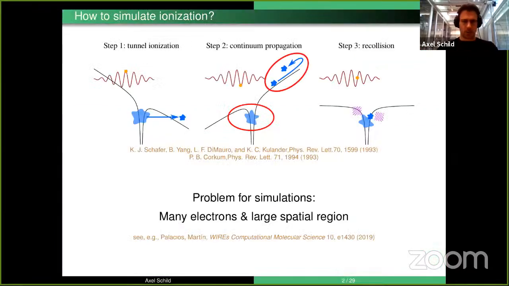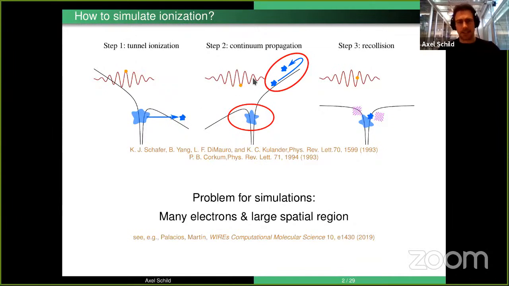Yeah, so I thought I'm going to start with something that most of you already know, and this is the three-step model. The three-step model is a very fundamental model in attoscience, the standard model where you have a laser field which induces ionization by tilting the potential. So this is, let's say, an atomic potential, and here you have some kind of electron cloud, and there's a laser field coming, and this tunnel ionization happens where an electron is ionized.